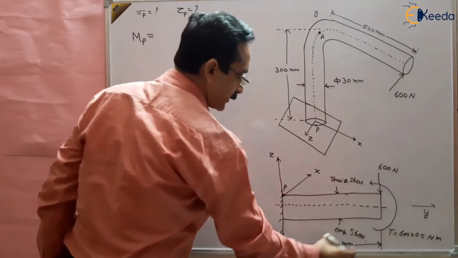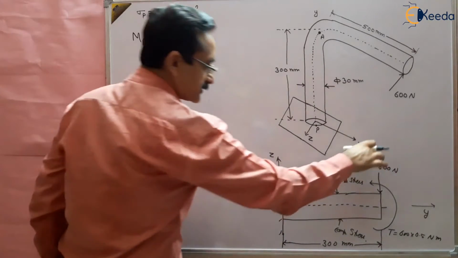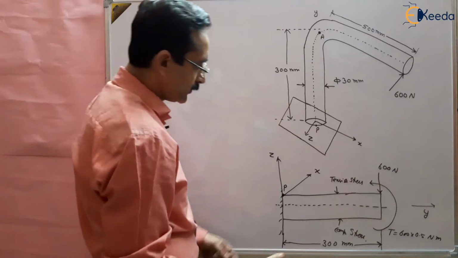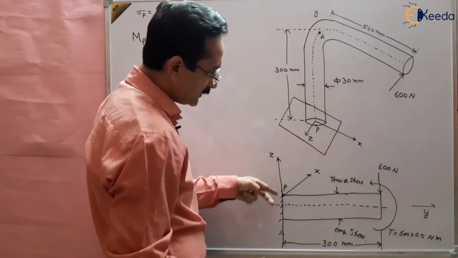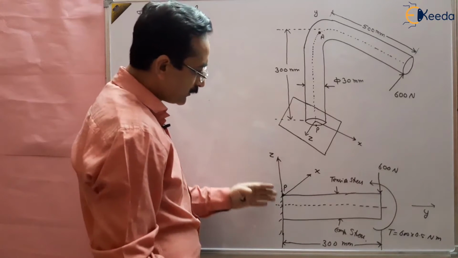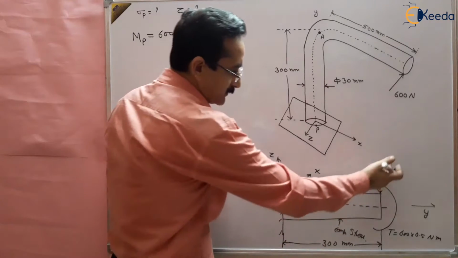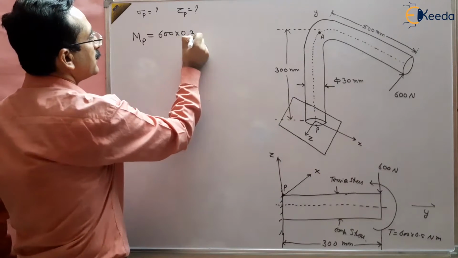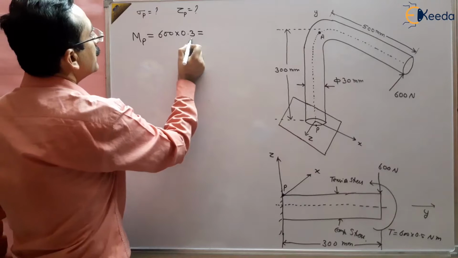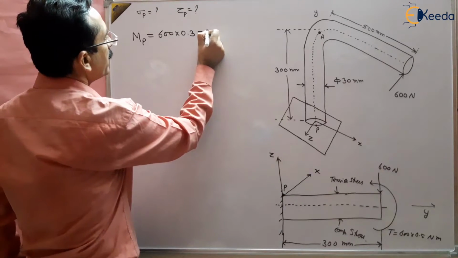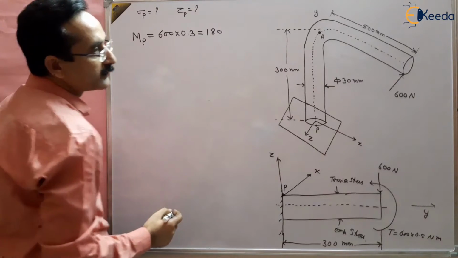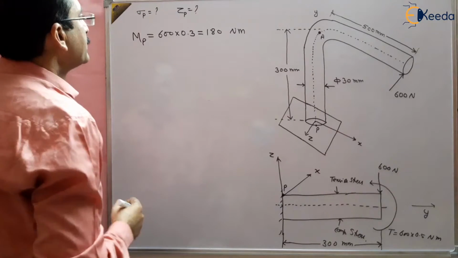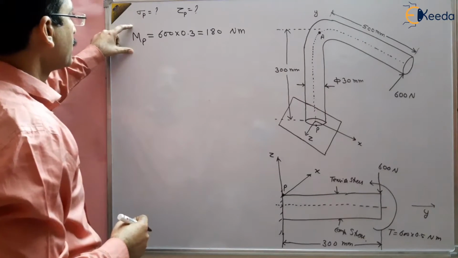300 millimeter. 600 multiplied by 300. This is the bending moment, so this is load multiplied by the distance. You can draw the bending moment diagram and find out the bending moment here, or you can directly see that it is a cantilever beam and the bending moment at the fixed point will be the load, 600, multiplied by the distance, 0.3. So this will be equal to 180 Newton meter. So this is 180 Newton meter, the bending moment applied at this point, right?